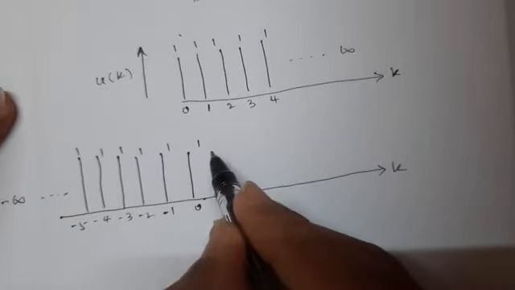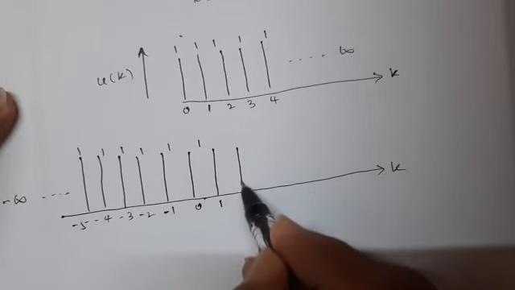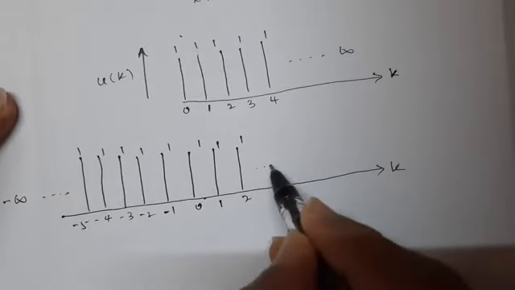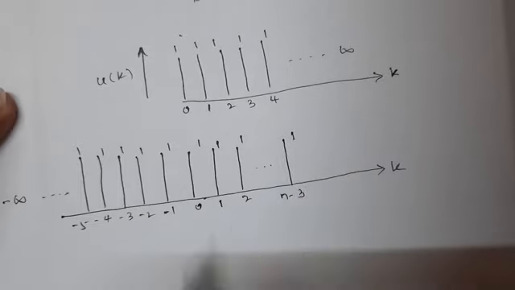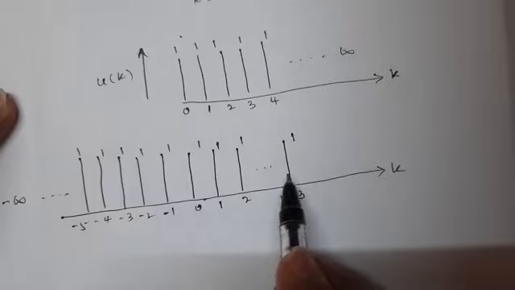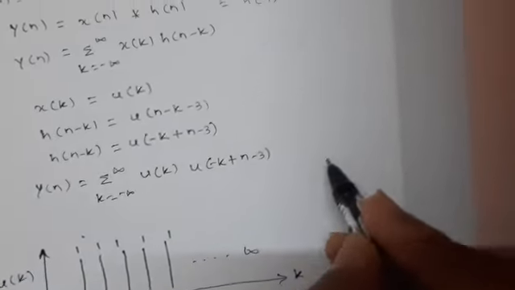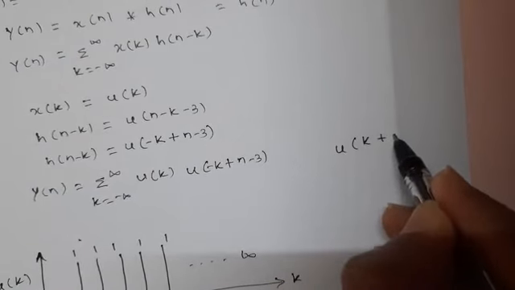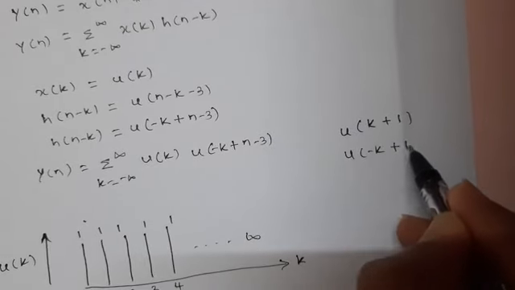Since it is not only u of minus k, it is u of minus k plus n minus 3. So what is this n minus 3? I don't know the value. So I will assume that this is at 1, at 2 and so on. It is shifted, and somewhere here n minus 3 lies. Why have I shifted or written the value n minus 3 towards the right side? Because there is a difference between u of k plus 1 and u of minus k plus 1.